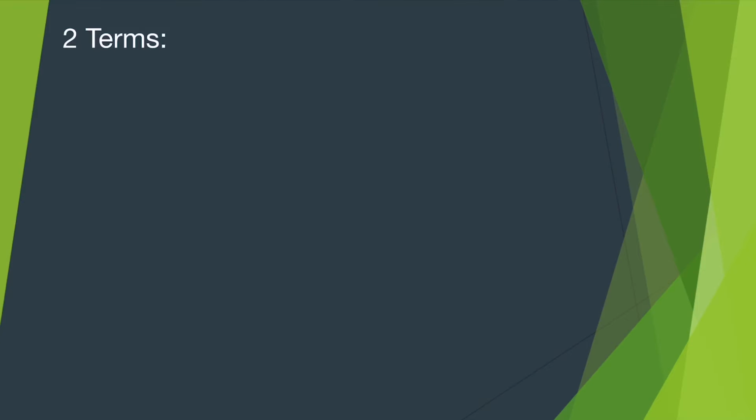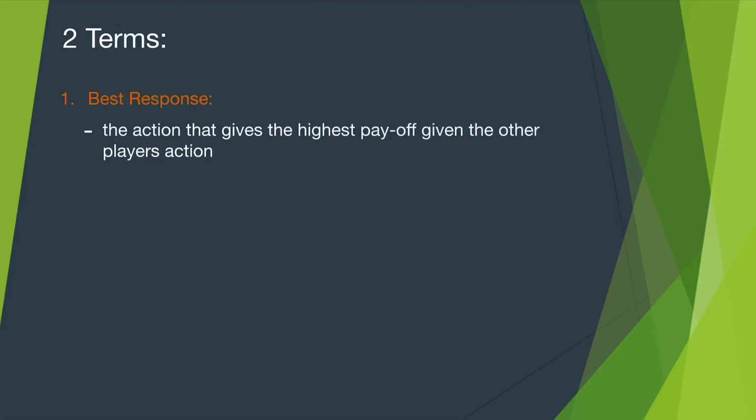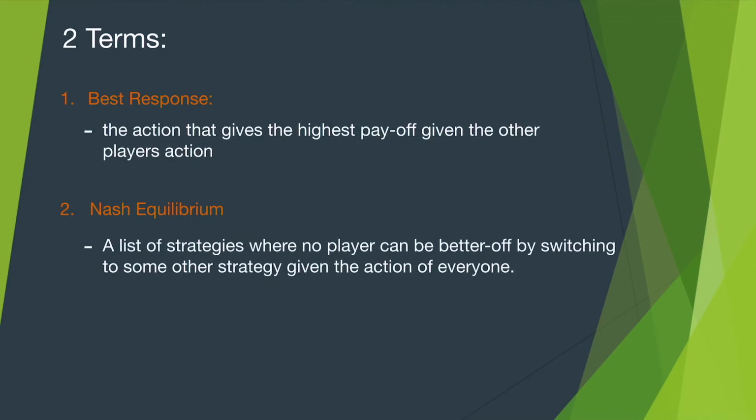Before solving simultaneous games, we should know two important terms. First one, best response. Best response is the action that gives the highest payoff given the other player's action. It's simple, right? The second one is Nash equilibrium. You may have heard this one before, but here is the right description.